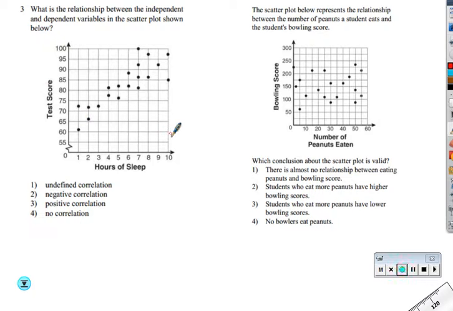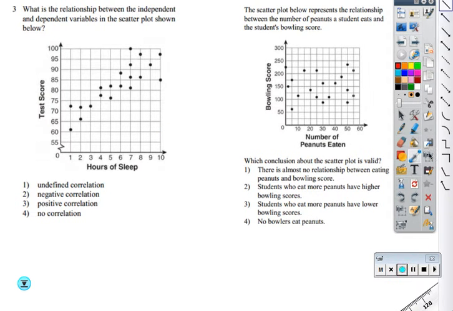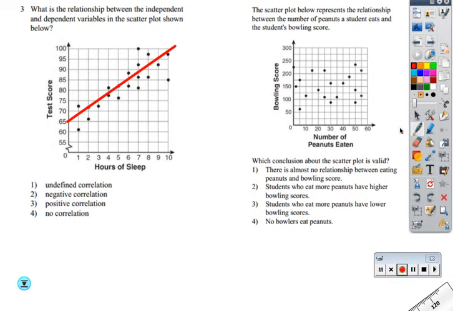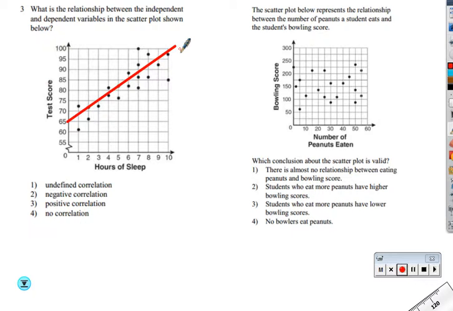The question we must ask ourselves is, do we call this a positive correlation or do we call this a negative correlation? If I very quickly draw a line of best fit through this data, I can see very clearly that I have a line that is increasing. Therefore, I know that this correlation is a positive correlation.